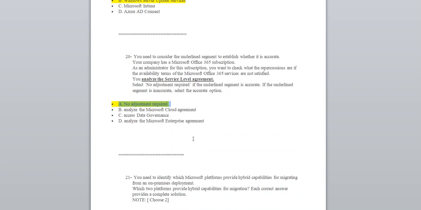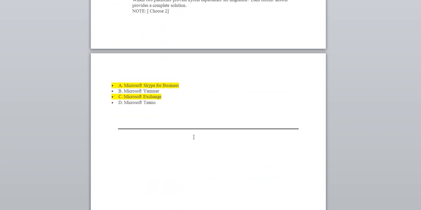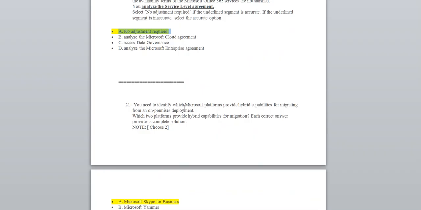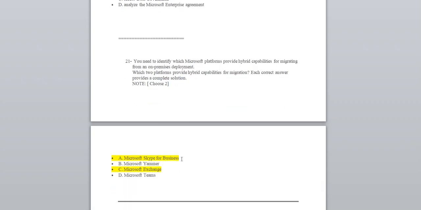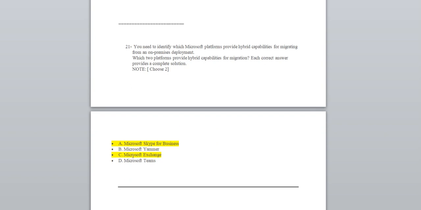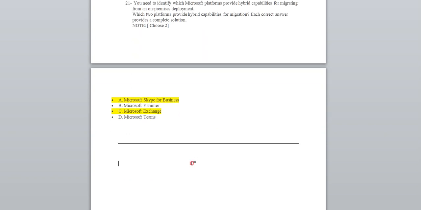And for question number 21, the last one, you need to identify which Microsoft platforms provide hybrid capabilities for migrating from on-prem, that means on-premises, physical deployment. Which two platforms provide hybrid capabilities for migration? Each correct answer presents a complete solution. You're going to choose two: Microsoft Skype for Business, that's one of them, and Microsoft Exchange. So A and C. Microsoft Skype for Business is A, and Microsoft Exchange is C. That's all I have, folks.